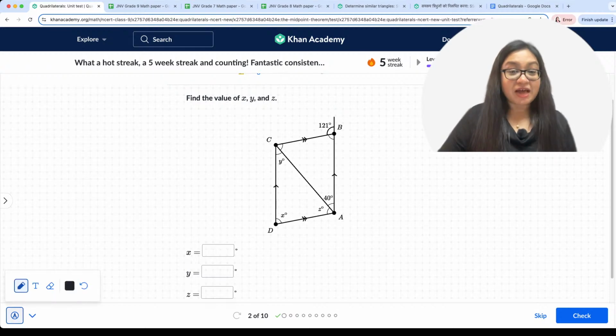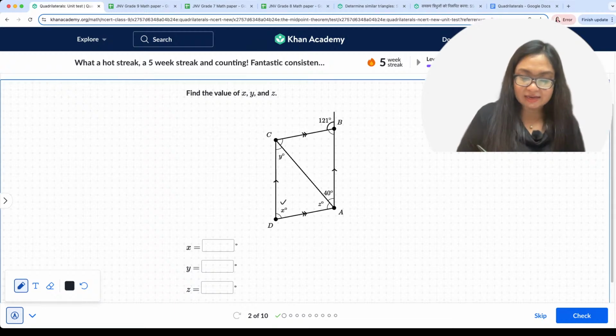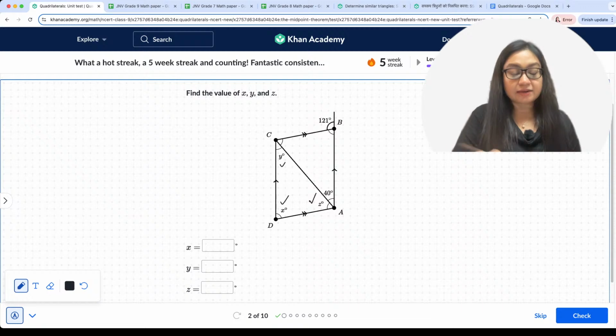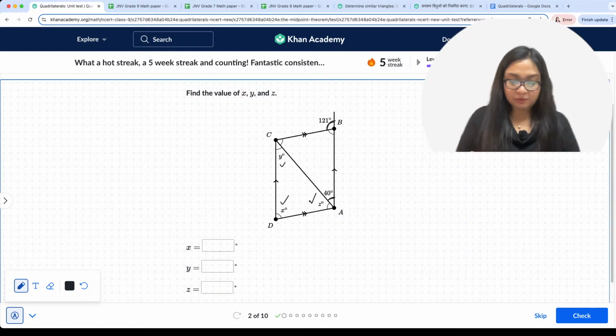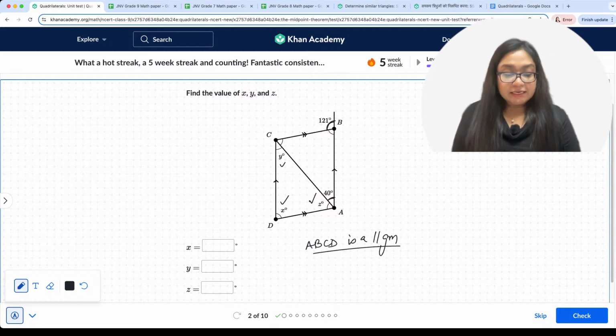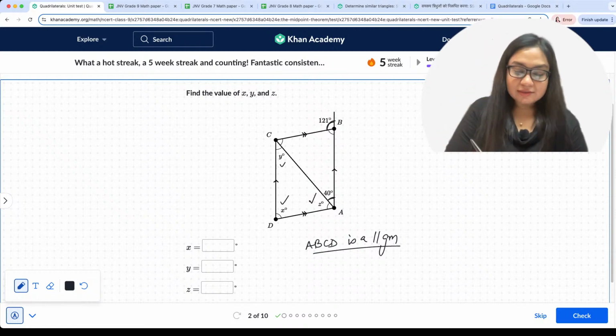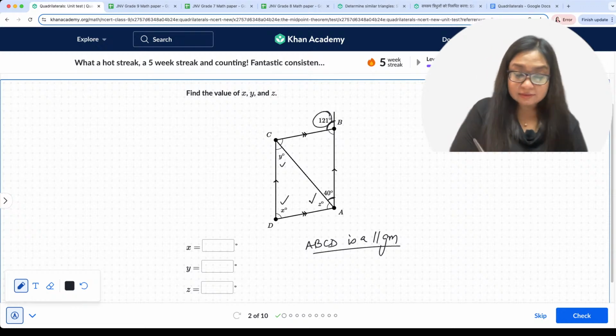Now let's go ahead and solve this question. We have to find out the value of x, y and z. So x कौन सा है, ये वाला एंगल है, y कौन सा है, ये वाला एंगल है, z कौन सा है, ये वाला एंगल है. As you can see, these three are interior angles of a triangle, and 40 degrees ये वाला एंगल दे रखा है, 121 degrees ये वाला एंगल दे रखा है. This is a parallelogram. ABCD is a parallelogram. Okay. Now you see that 121 degrees is exterior angle at B.